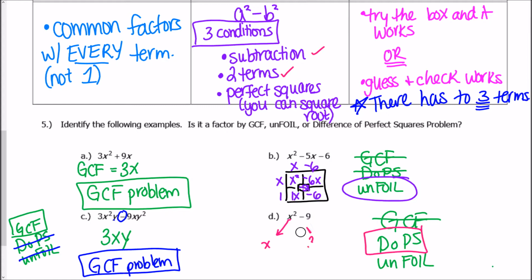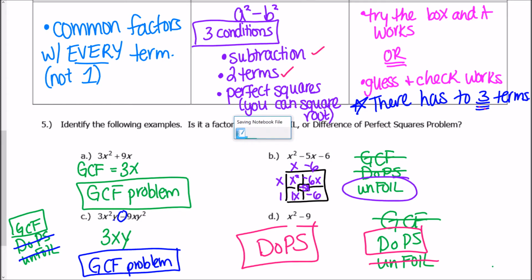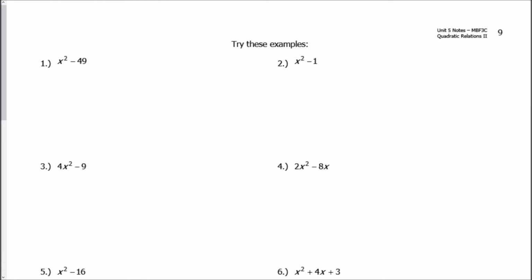Okay, and then lastly, is it an unfoil question? There has to be 3 terms. There's only 2 terms here, so it's not an unfoil question, so it has to be a difference of perfect squares. Okay, all right, awesome. So let's go ahead and try some questions here now. All right, so let's try some of these examples here.